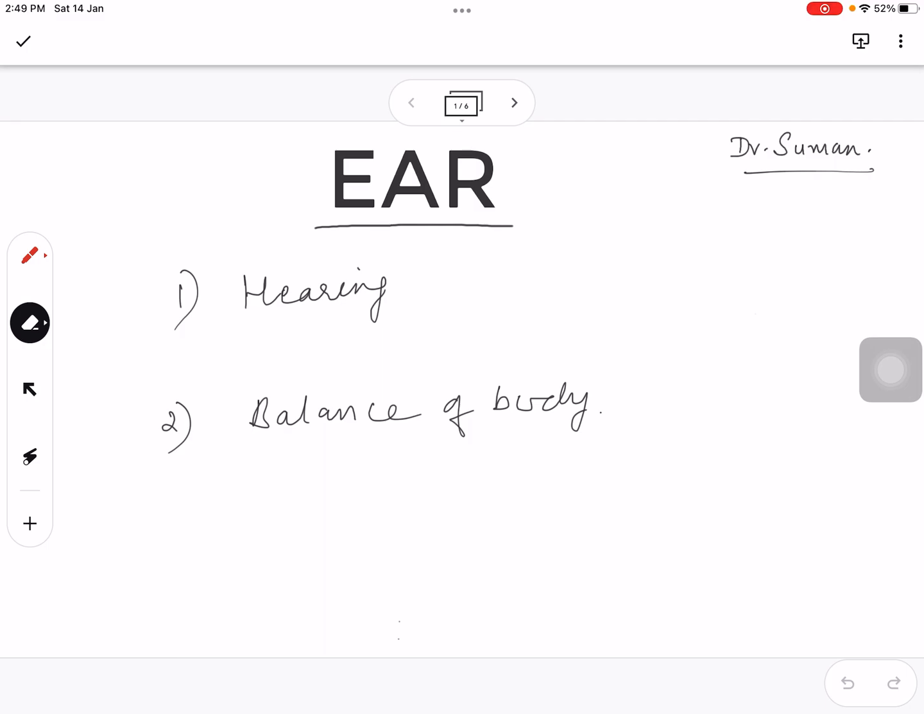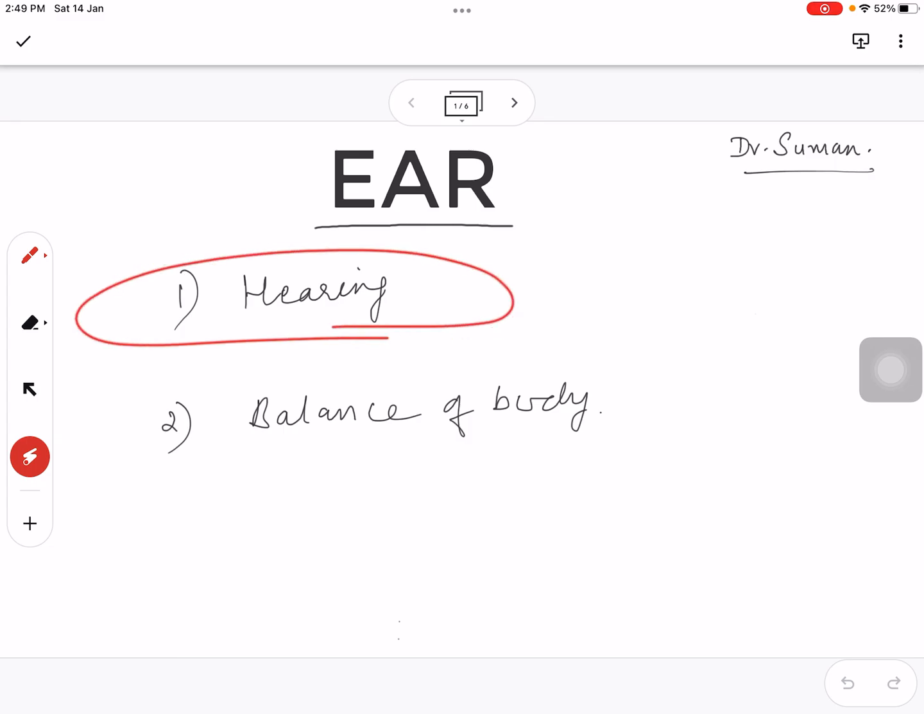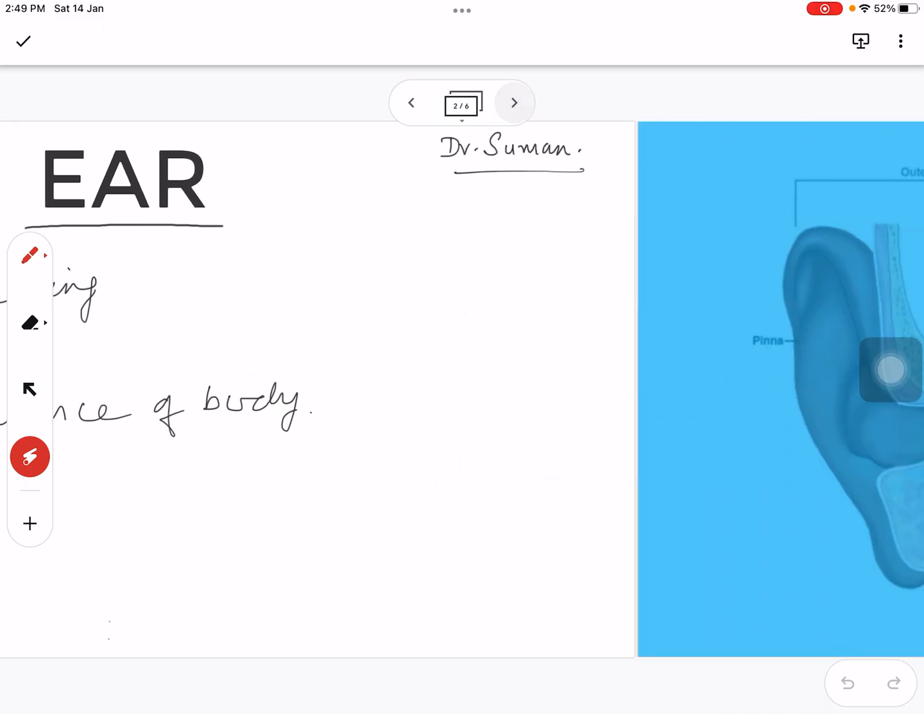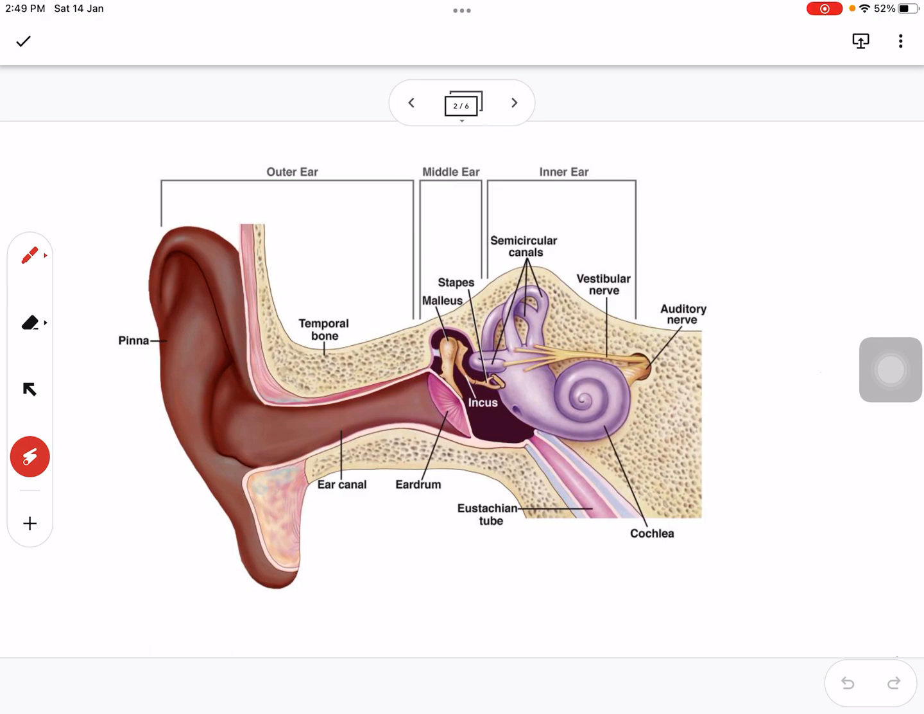So first of all, you should know that there are two functions which an ear can perform. First is hearing and second is to maintain the balance of the body. Right? Now coming to the anatomy, there are three parts: outer ear, middle ear and inner ear.